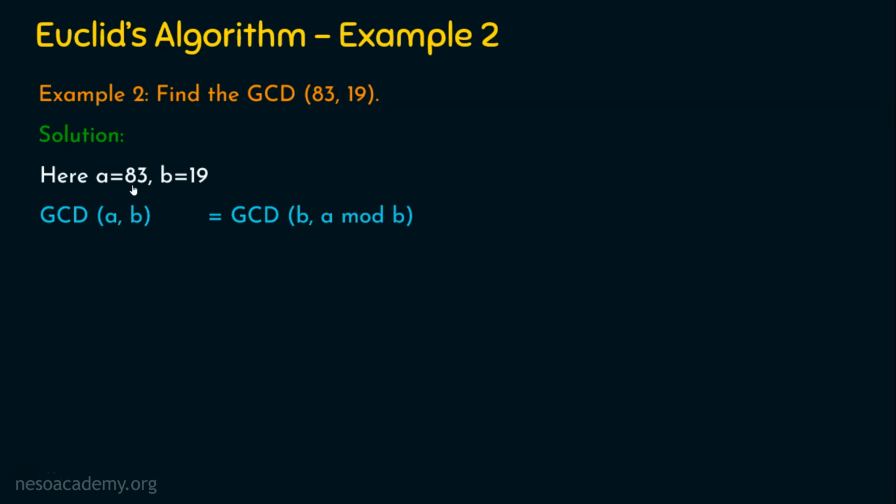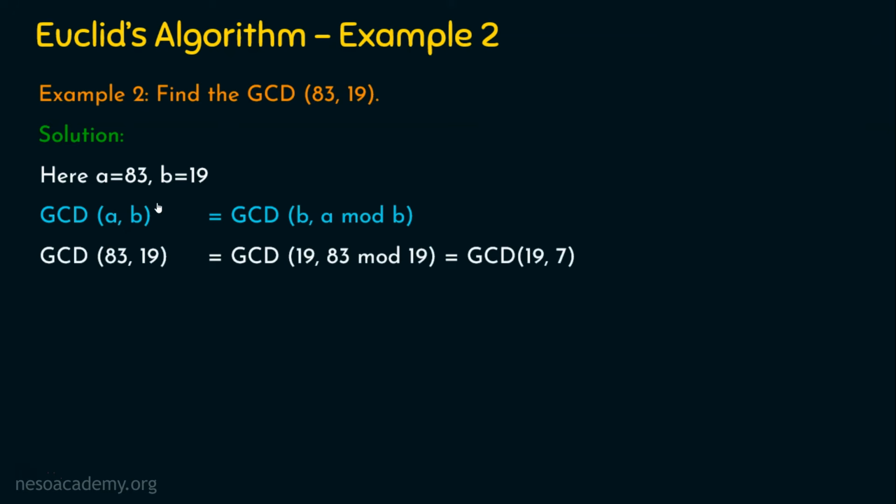So we will substitute A is equal to 83 and B is equal to 19. Then we will get GCD of B, which is GCD of 19, 83 mod 19, right? When we simplify this, we get the remainder as 7. So we get GCD of 19, 7. Are we going to stop this? No, the second parameter is not 0, that is B is not 0. So we are going to recursively apply this formula till this part becomes 0.